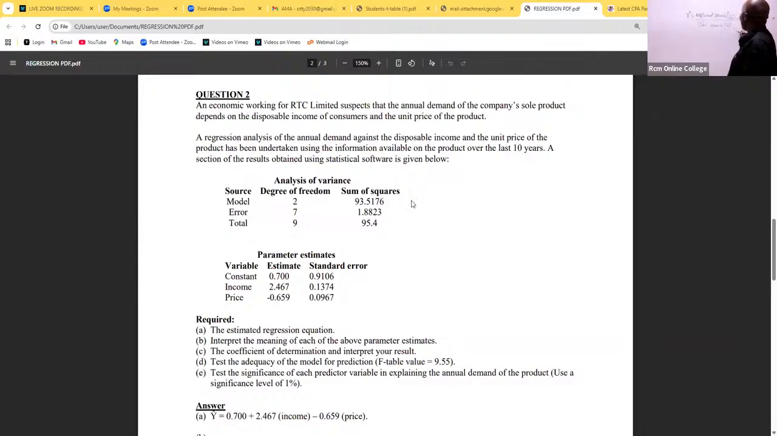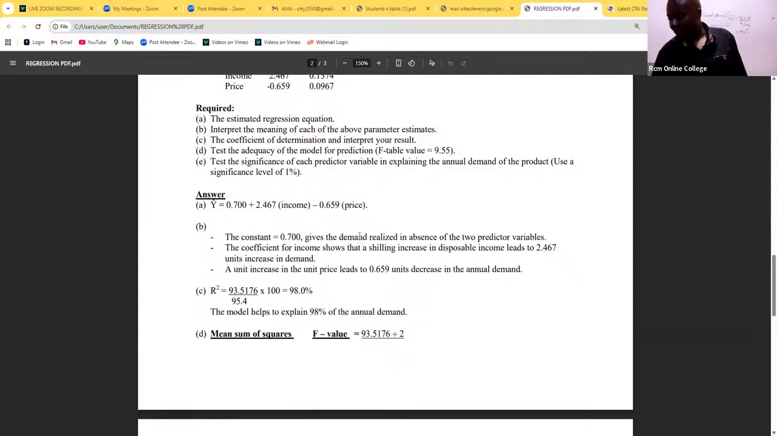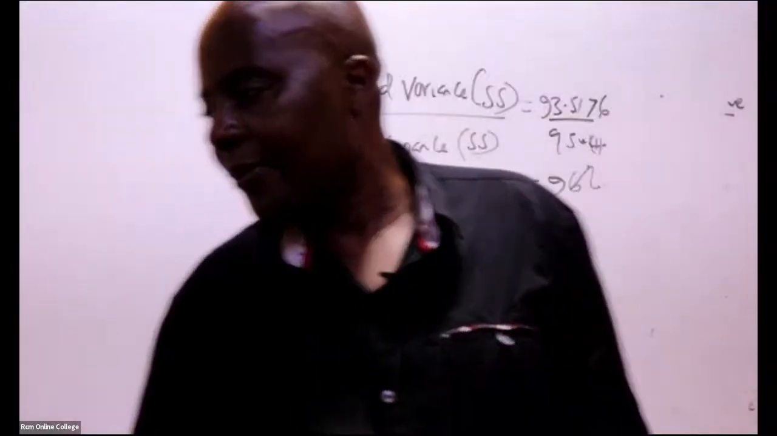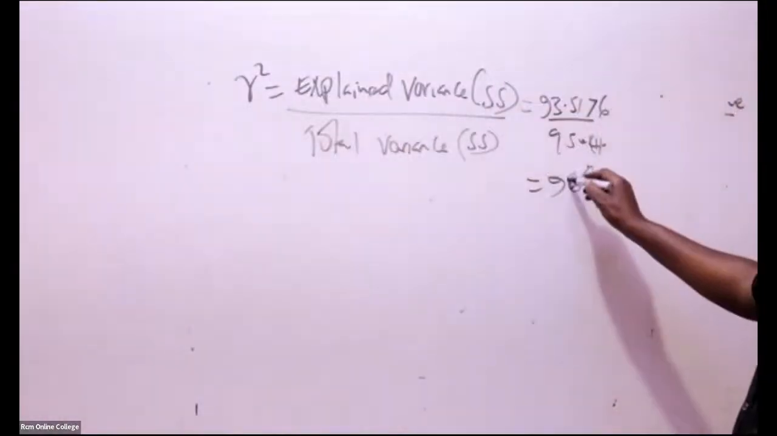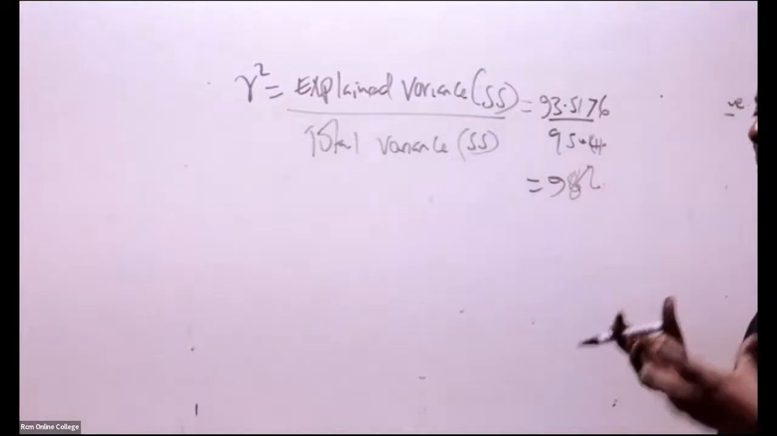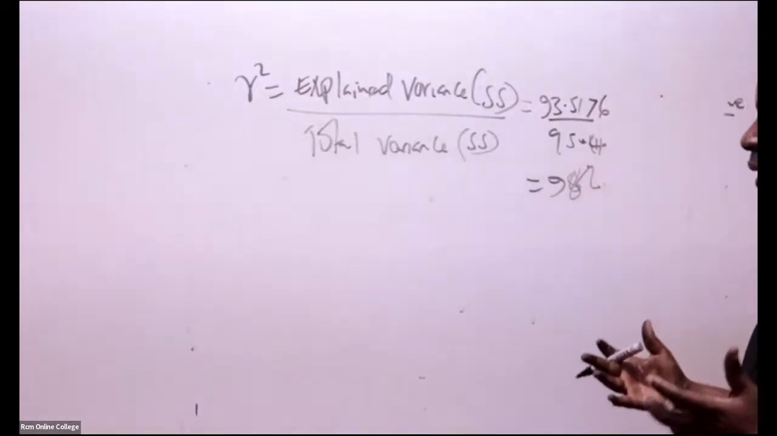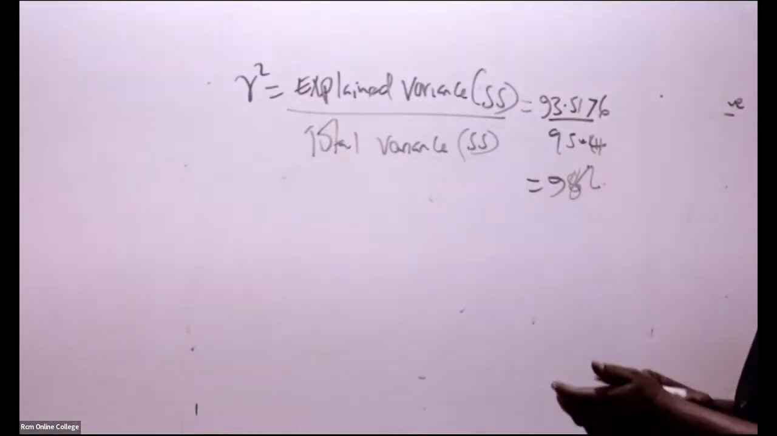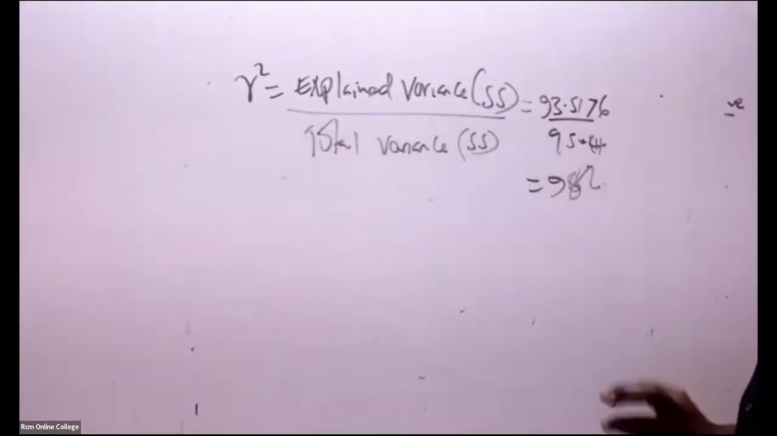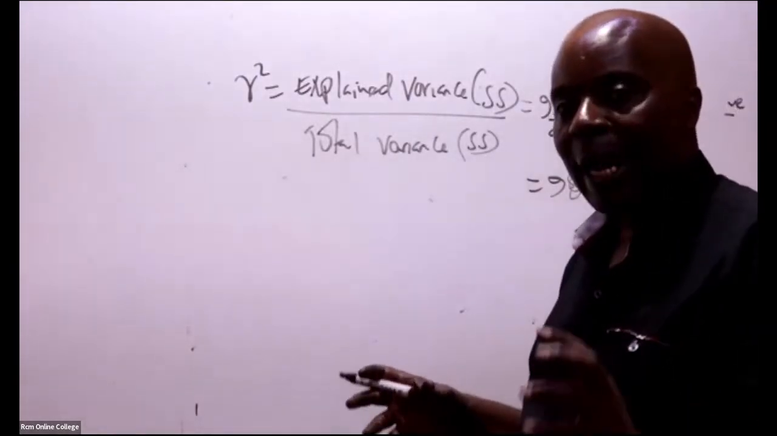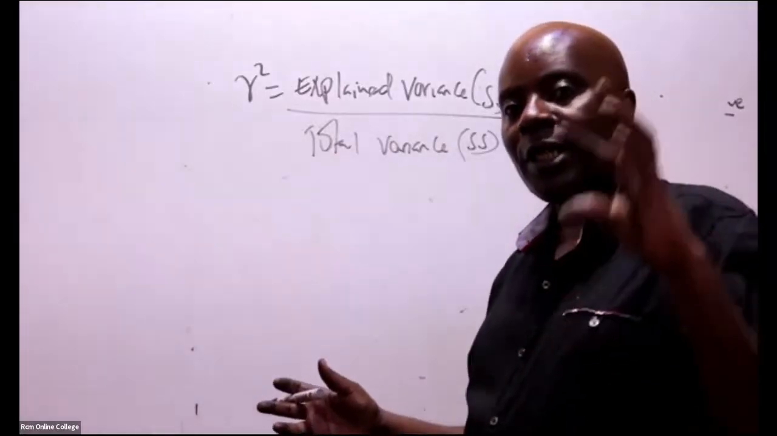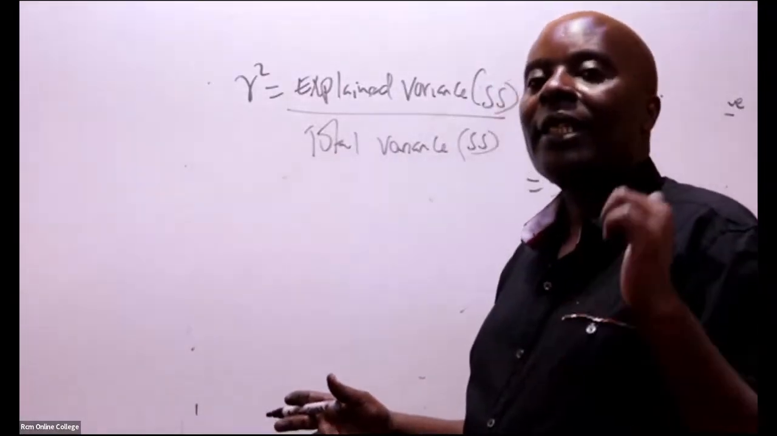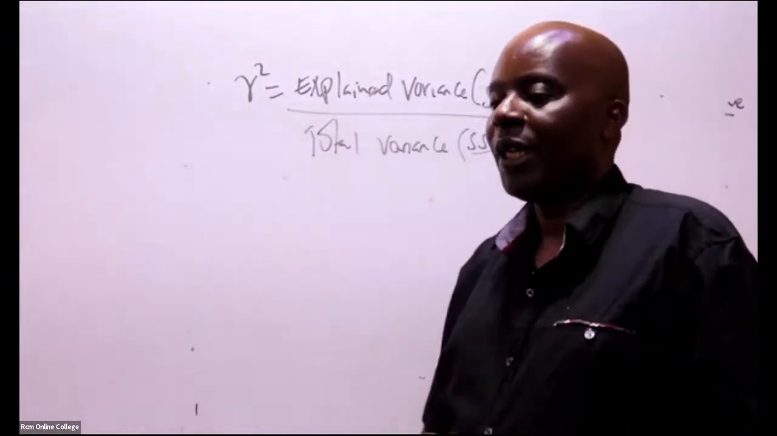95.4 like that. This is how they were able to get, is it 96 or 98%? This is how they were able to get the 98%. So it means that the explanatory power, the power of this model to explain variances, is very high. It's 98%. So it means that the income and the price can explain up to 98% of the changes in annual demand. And that is excellent. That's exceptional. Very good. Thank you very much.